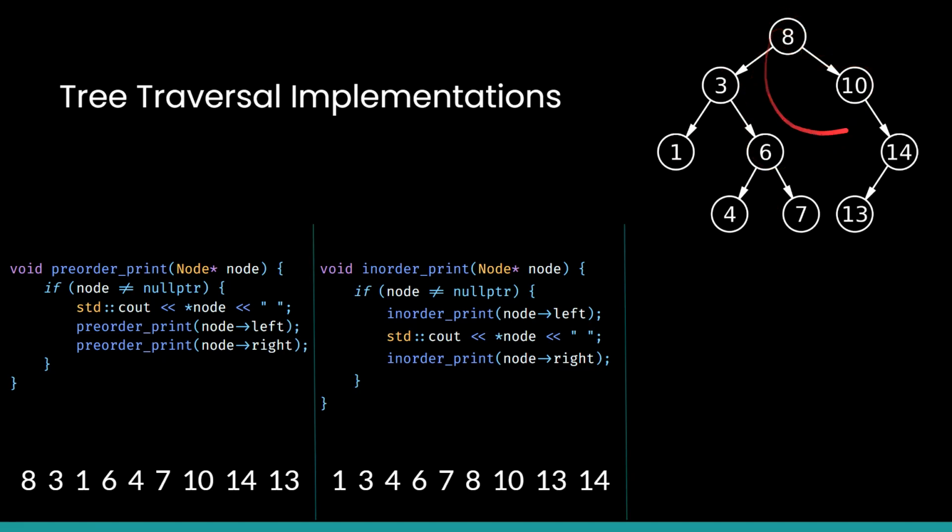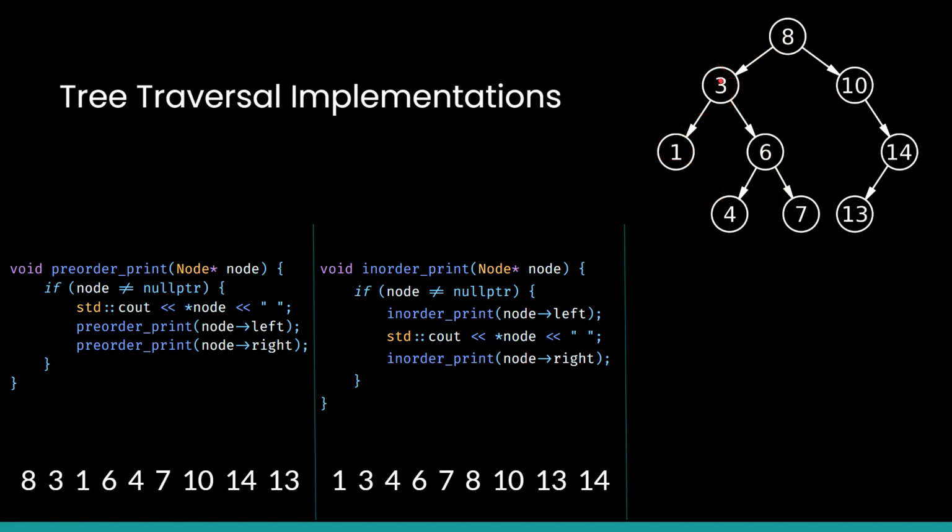Okay. So in order print, this is our 8. We're going to look to our left first. Okay. We're going to look left, and then we're going to look left again to our 1. And then we look left. There's nothing there, so we pop back. And now we go to our next command. Notice our next command is print out the node. So we print out 1. And now we're going to look to our right. There's nothing there. We pop back.